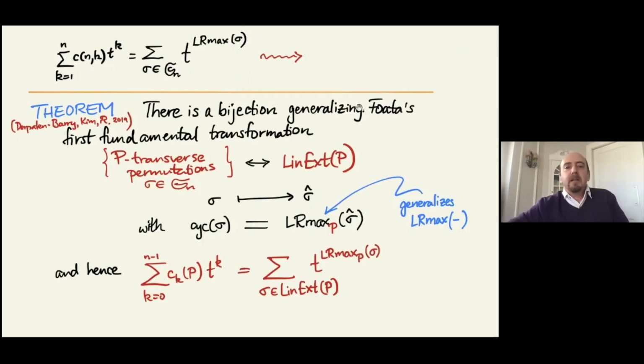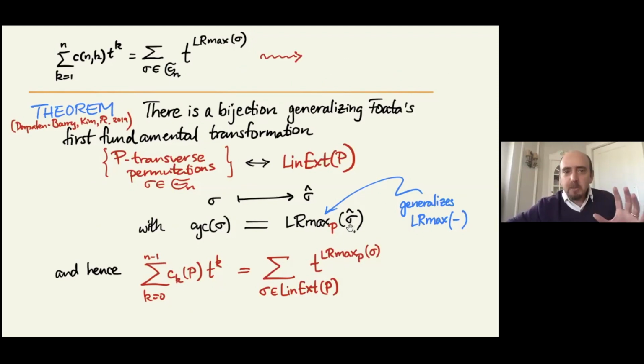Okay. What about the formula in terms of left-to-right maxima? This is something that we were looking for a while, and then eventually Jang was the cleverness behind this bijection. There's a beautiful bijection that generalizes Foata's first fundamental transformation. It takes the p-transverse permutations to linear extensions, which is what we want. And it has the property that it takes the number of cycles in the permutation to some statistic that we called LR max of P, the P left-to-right maxima of the permutation.